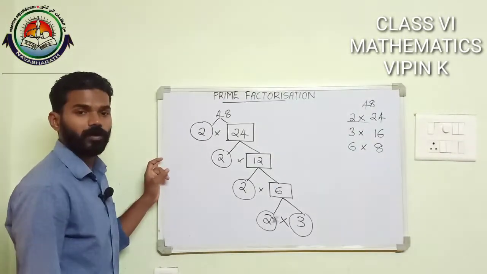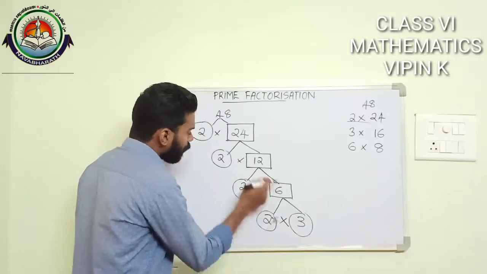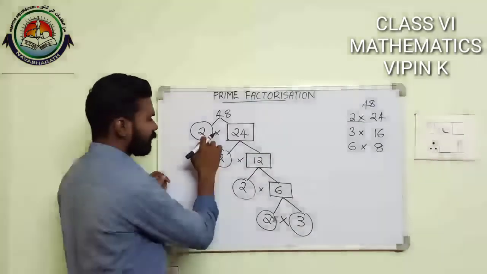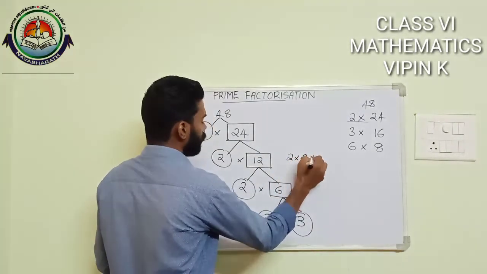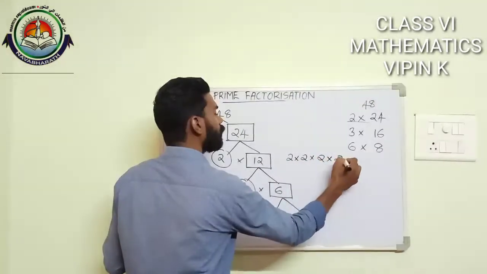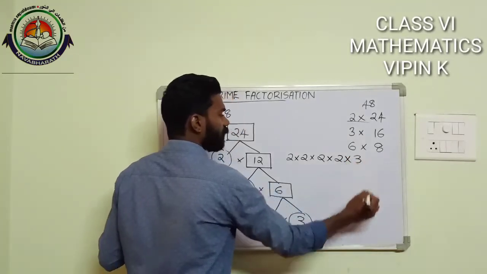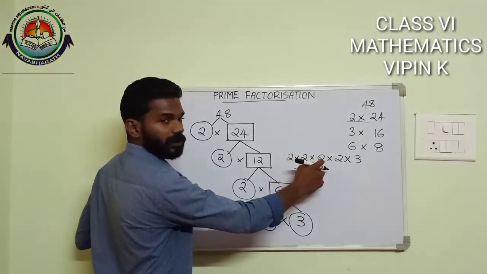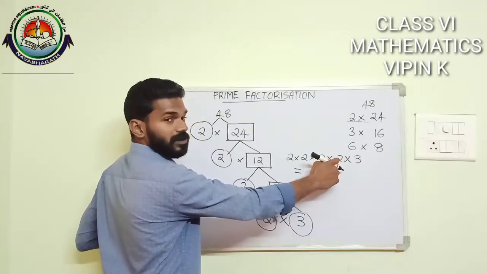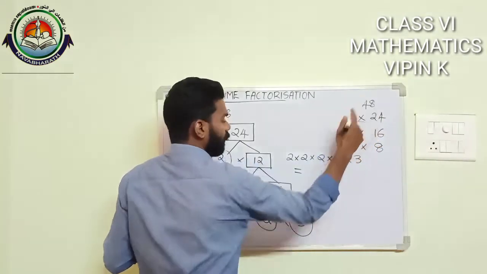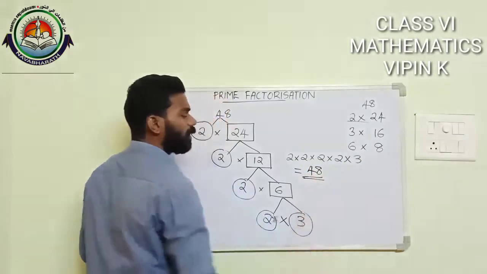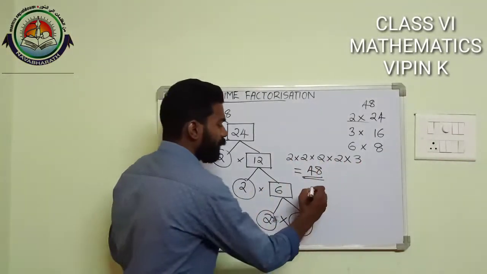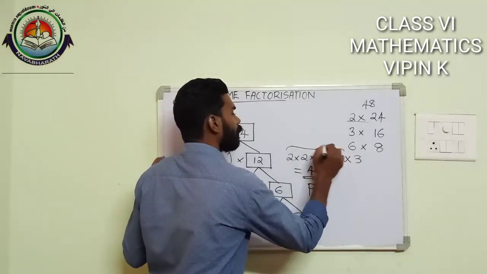Clear? Now, just do the multiplication or the product of all these prime numbers. Okay, let's do it. 2 into 2 into 2 into 2 into finally 3. Can you tell me what would be the answer? It would be 2 into 2, it is 4. 4 into 2, it is 8. 8 into 2, it is 16. 16 into 3, it is 48. So now you got the number 48 as a product of different prime numbers. All these are prime numbers. Clear?